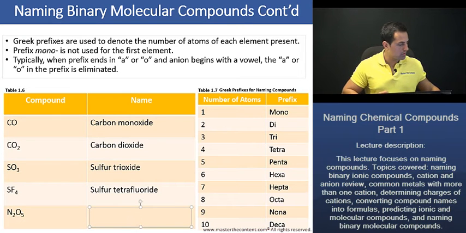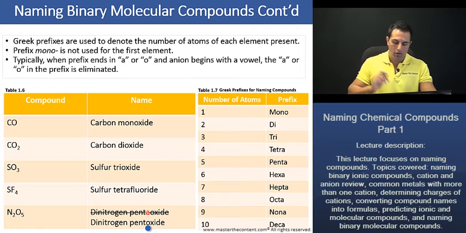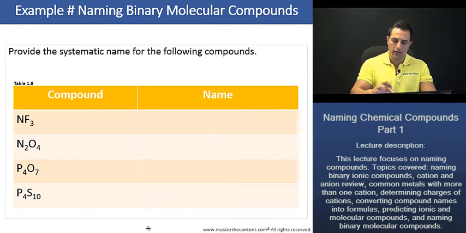If we go ahead and take a look, now notice here, let's read the third bullet again. Typically, when a prefix ends in an A or O and the anion begins with a vowel, the A or O in the prefix is eliminated. So we see here our anion begins with an O and the prefix ends with an A. So the A is eliminated, and the reason this occurs is to avoid having 2 vowels beside one another. Thus, the name is going to become dinitrogen pentoxide. Okay, great. Let's move on now to our next slide.